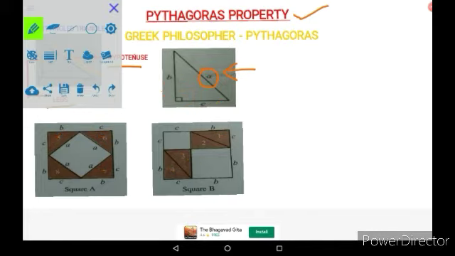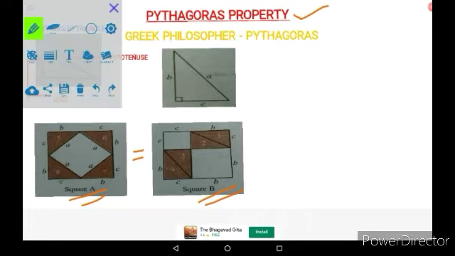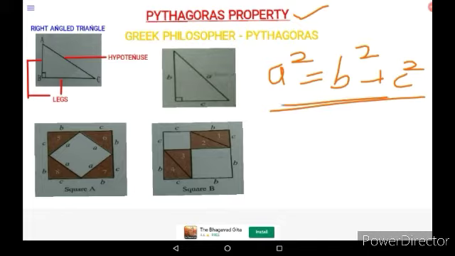Now to study the activity, we need to place the 8 identical right angle triangles on 2 identical squares, which means square A should be equal in area to square B. So now our triangles are placed. Now what we have to conclude is A square is equal to B square plus C square. So let's start the exciting journey.